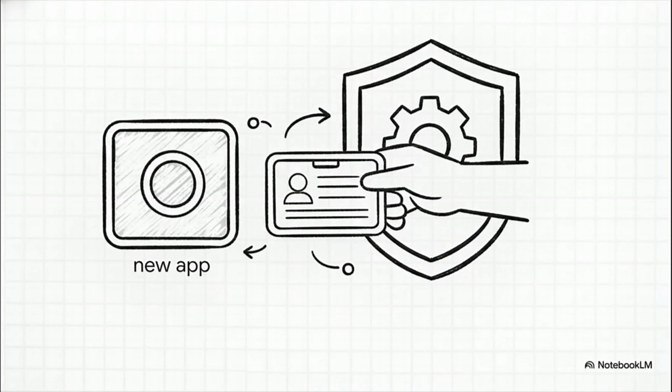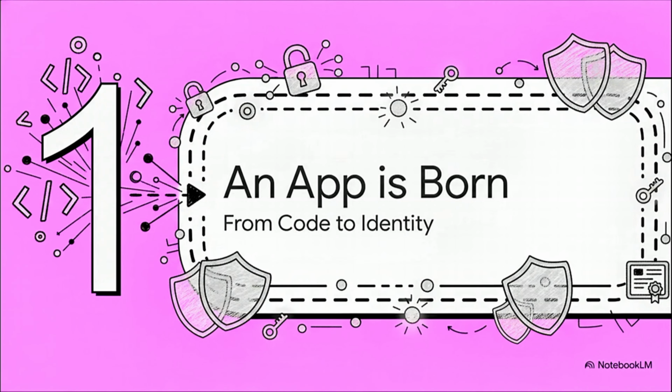You know, the easiest way to wrap your head around this whole thing is to think of a brand new app like a new employee starting a job at a huge corporation. Before they can do literally anything, before they can even get into the building, they need an official ID badge. And that badge is everything. It proves who they are, and it spells out exactly what they have permission to do.